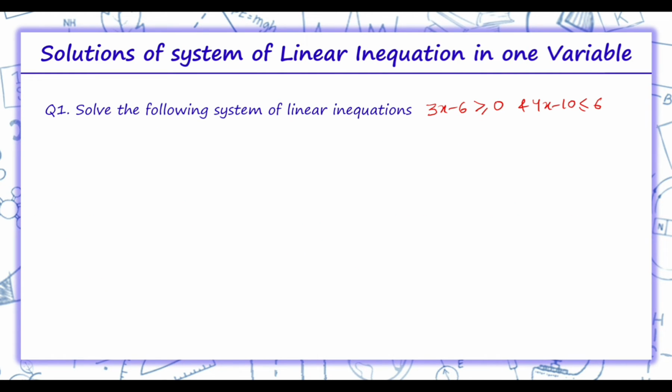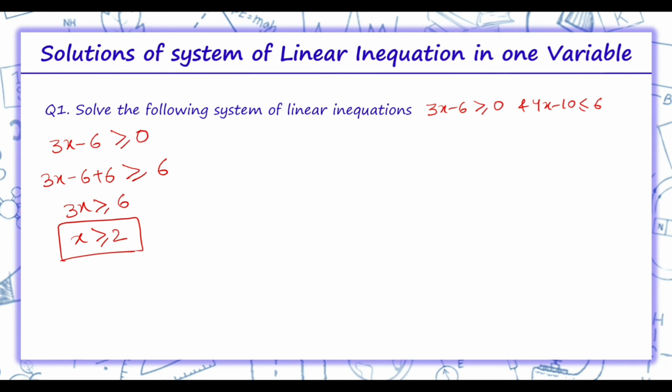Coming on to the question part. The question is: solve the following system of linear inequations. Here we are provided with two inequations. First we will solve the first inequation, which is 3x minus 6 greater than or equal to 0. First of all we will shift 6 to the other side. For removing 6 from this side, we will add 6, and here also we will add 6. Thus 3x is greater than or equal to 6. So x is greater than or equal to 2.